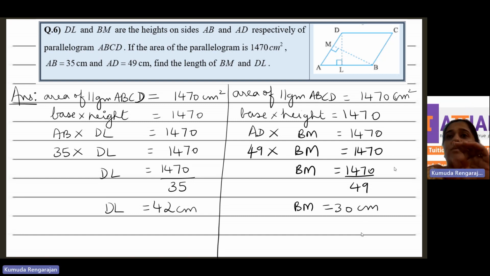Yeah. So just think of the formula. Base into height is equal to area. We know the base. We don't know the height. We know the area. Every time in a formula, remember this. This is important to understand. In this formula, out of three things, you know two. What are the three things in the formula? Base, height, area. Of the three things, you know two of them, base and area. So you can find the height.